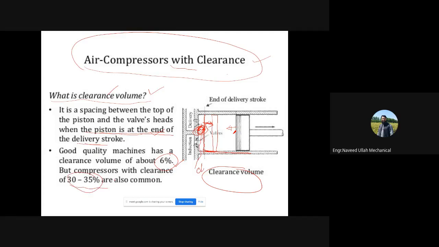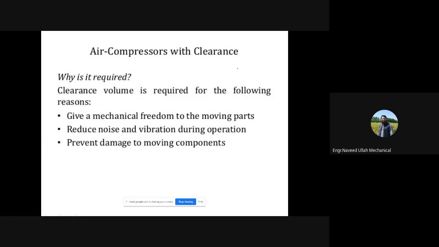ठीक है? Why? Because the motto for clearance volume is actually different. ठीक है? क्यों इसके लिए ज़रूरी है? Why this clearance is required? So there are actually three things. Okay. One, clearance volume is required for the following reason. One is to give a mechanical freedom to the moving parts.